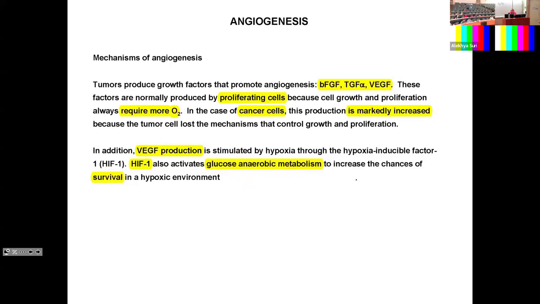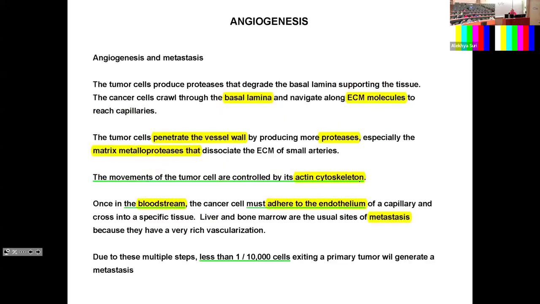When you have lower oxygen tension, that is hypoxia, and that induces a transcription factor. The transcription factor is HIF1, HIF1 alpha in general, hypoxia inducible factor. That inducible factor will stimulate more production of the molecule. And HIF1 alpha also regulates and activates all the pathways that let the cells, in the meantime, do glucose anaerobic metabolism. Why? Because there is lower oxygen tension at that moment, right? So it increases the chances of survival in a hypoxic condition.